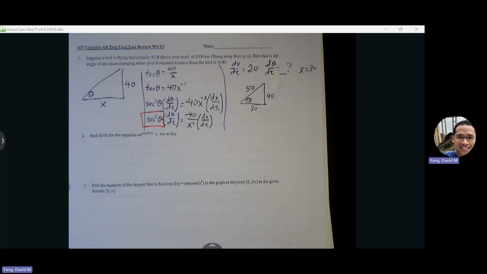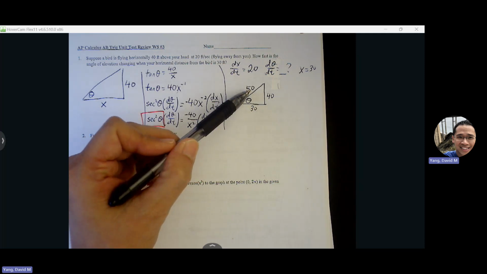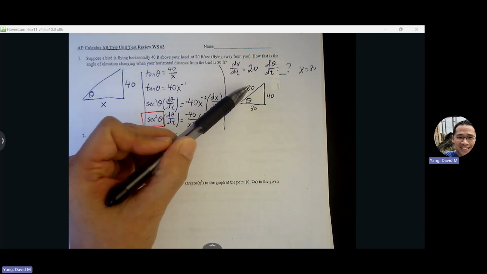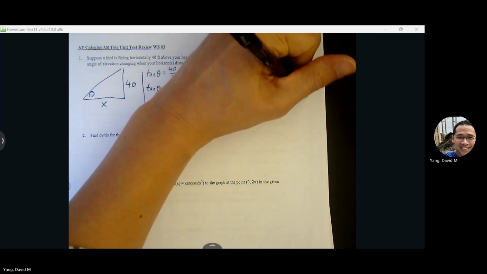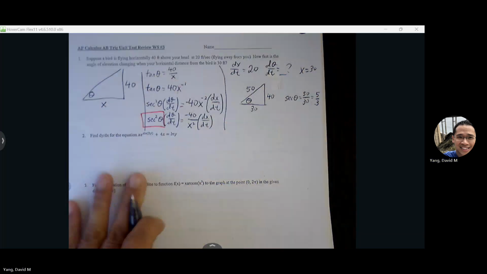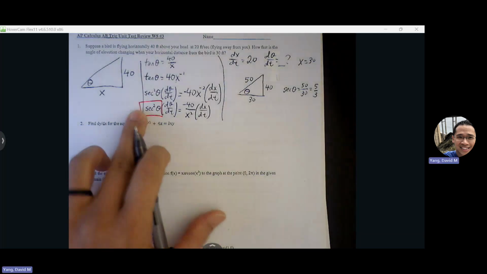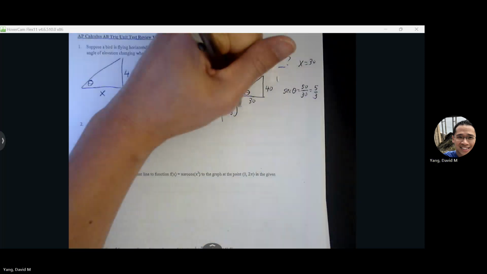All right, so secant of theta. We know secant is related to cosine. Cosine is adjacent over hypotenuse. So therefore, secant must be hypotenuse over adjacent. I'm going to just reduce it to 5/3. Put that information in. Secant needs to be squared, so 5/3 squared.